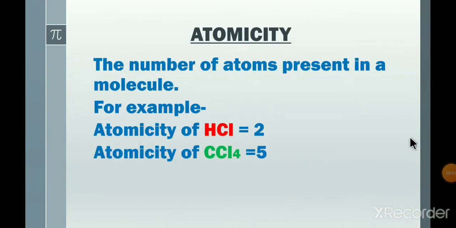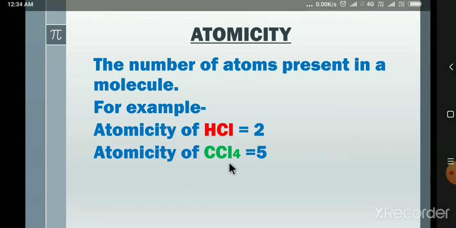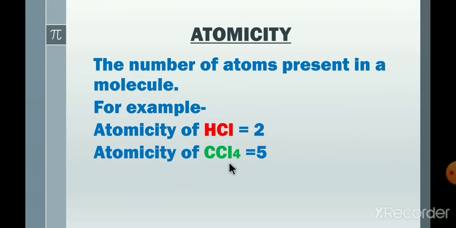Next is atomicity. We have already discussed it in the previous class, but that was atomicity of molecules of elements. Now we are going to discuss atomicity of molecules of compounds. Atomicity, as you all know, is the number of atoms present in a molecule. In case of compounds like HCl, here atomicity is 2 because one atom of hydrogen and one atom of chlorine are joined.